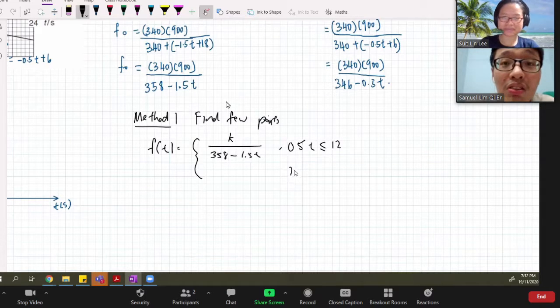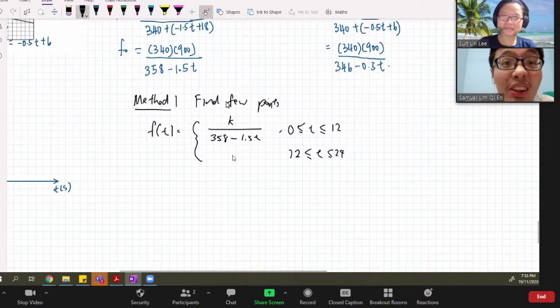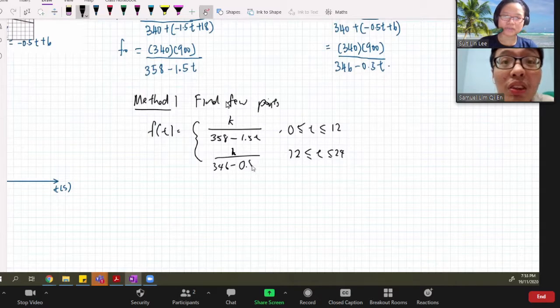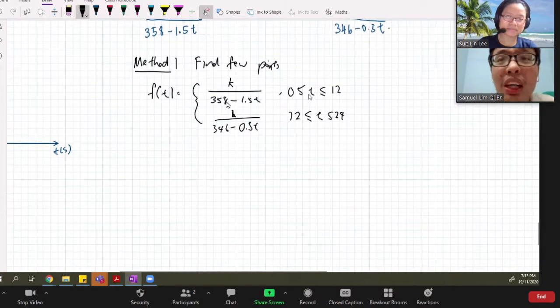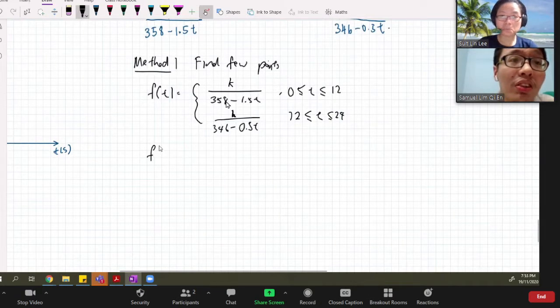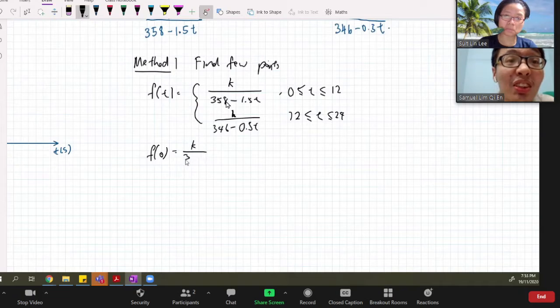Yeah, from 0 to 12. And then from 12 to 24, you have something else: k over 3, 4, 6 minus 0.5t. Usually you can choose some nice numbers. For example, you can calculate f(0), which is basically k over 3.56. You can calculate what the value is.